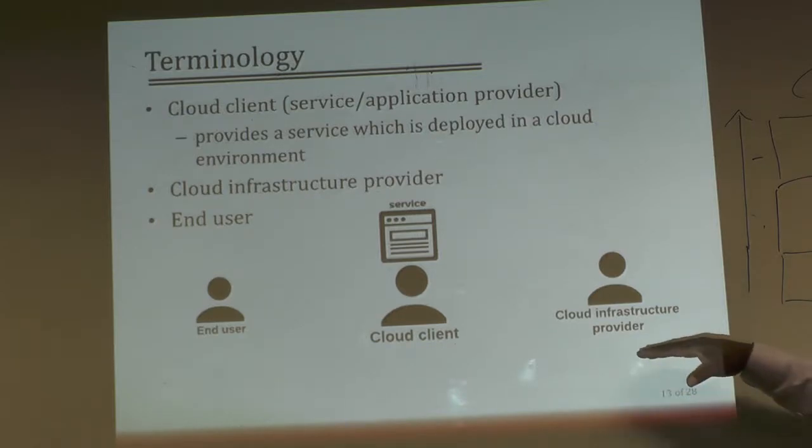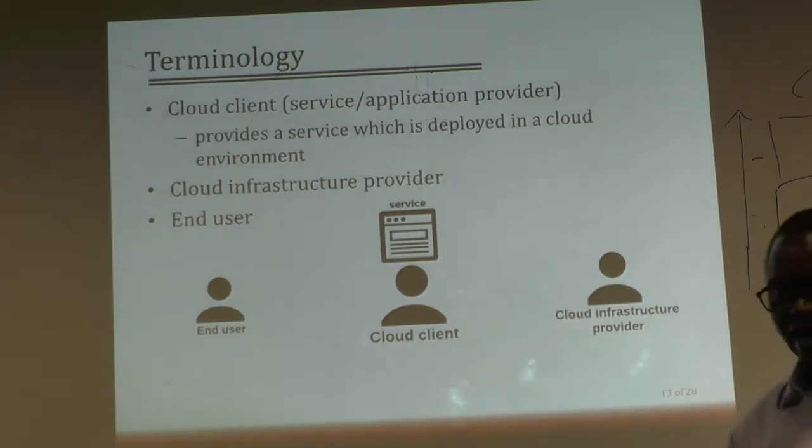You have what we call the cloud infrastructure provider, e.g. Amazon, Microsoft, IBM. Then you have the cloud clients, e.g. TUT, or a shopping mall or anything. Then you have the end user, you and me. So you have those three.